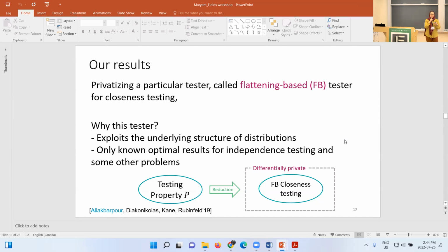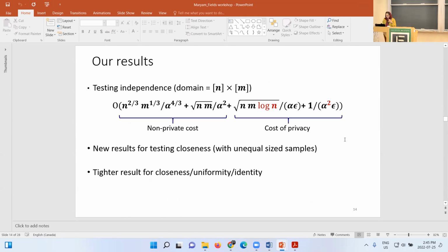So if we want to get optimal sample complexity for other problems in the non-private case, we need to make this tester private. And by privatizing this tester, we will be able to get basically private testers for other properties for free. I mean, not quite free, but close enough.